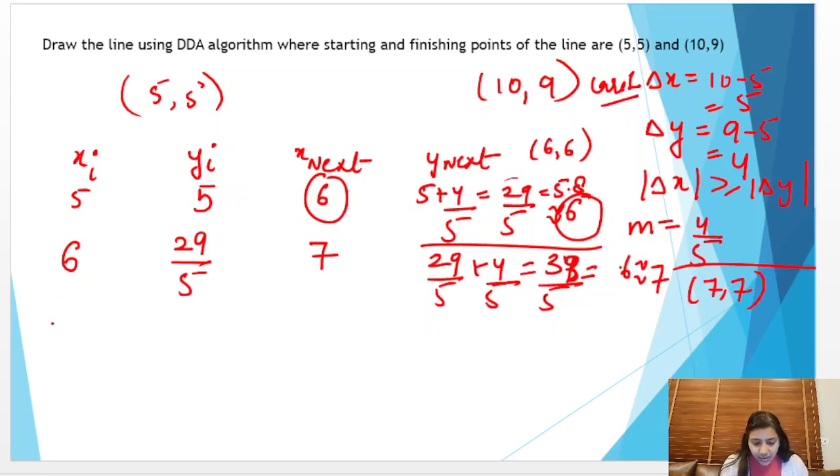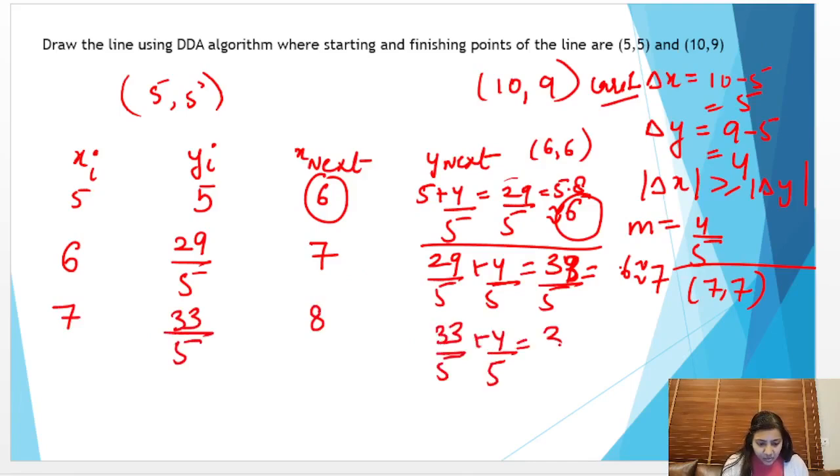Now we will keep on checking until we reach 10, 9 and at that time we will stop the algorithm. So the next pixel now is 7, 7. Now the value of y before rounding it off was 33 by 5. The next x is 8. The next y is 33 by 5 plus 4 by 5, which comes out to be 37 by 5, or we can say 7.4, nearly equal to 7. So the next value is 8, 7.